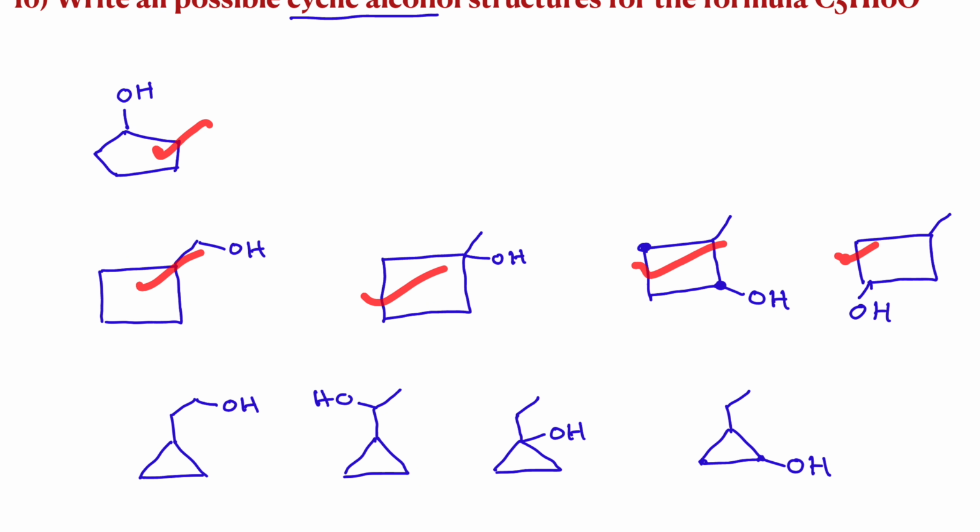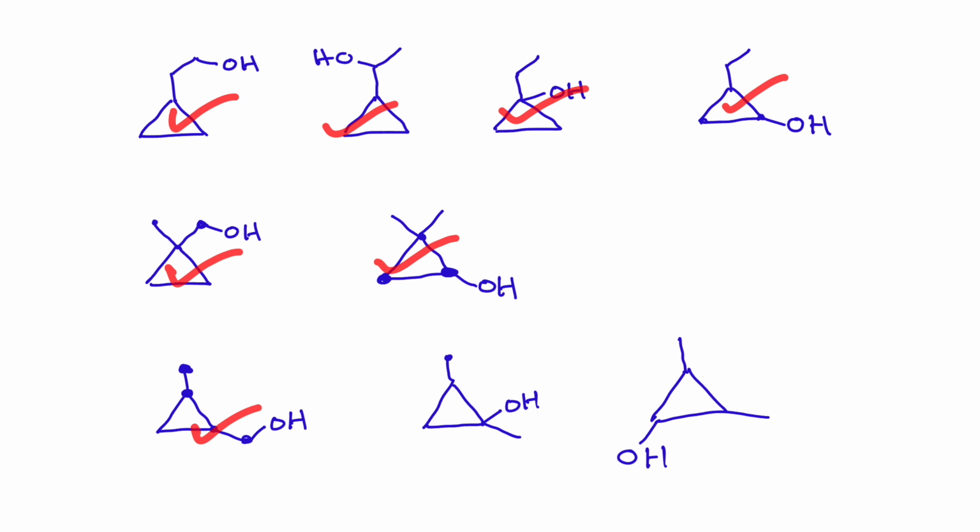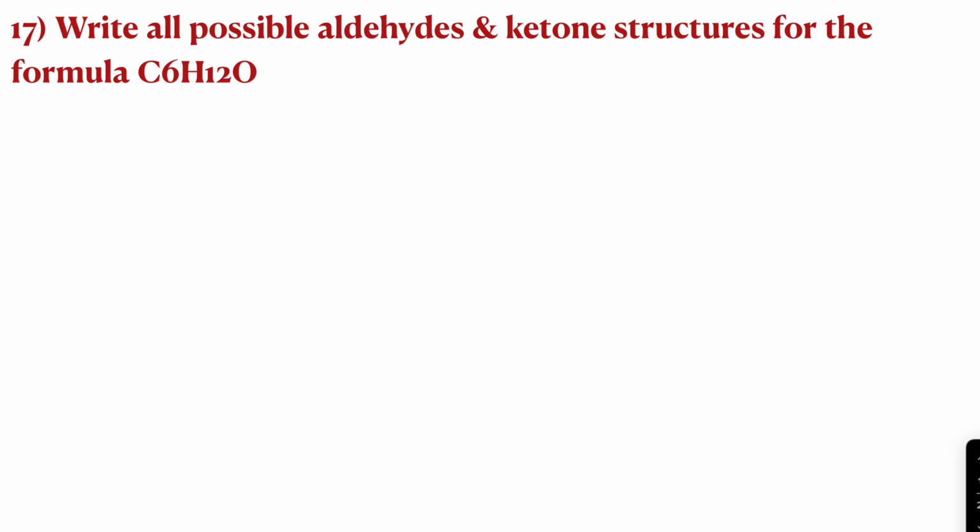1, 2, 3, 4, 5, 6, 7, 8, 9, 10, 11, 12, 13, 14. So if you write the carbon skeleton and change the OH group position, it will be easy. You will not miss any structure. So this is about cyclic alcohols.